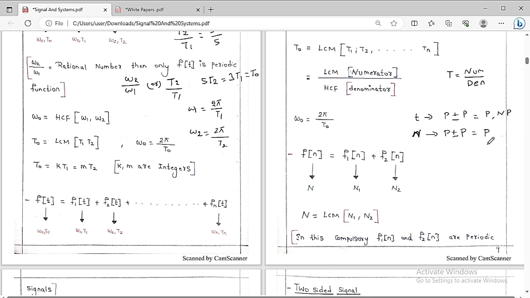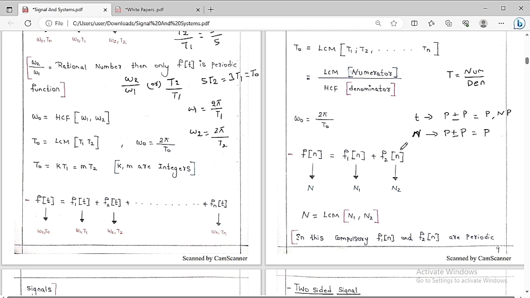So this is what I am trying to tell you. This concept you have to remember. Previously I told it in the reverse manner. That is the actual concept. So in the case of the continuous time domain, whether you do addition or subtraction of periodic signals, the result signal can be either periodic or non-periodic. But in the case of the discrete time domain, if you take periodic signals, whether you do addition or subtraction, the result is always a periodic signal. So this is what I'm trying to tell you.